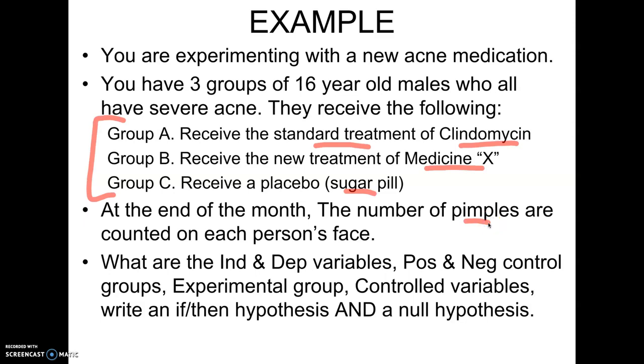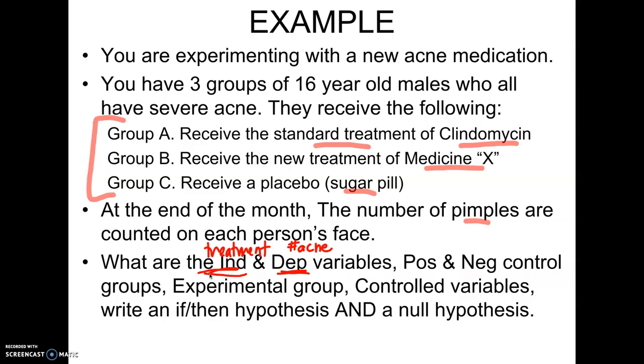So let's run through the parts really quick. Our independent variable, what are we changing? We're changing the treatment, which pill they're going to take. Dependent variable, we're going to be counting the amount of acne they have. So dependent, what are we measuring? Independent, what are we changing?